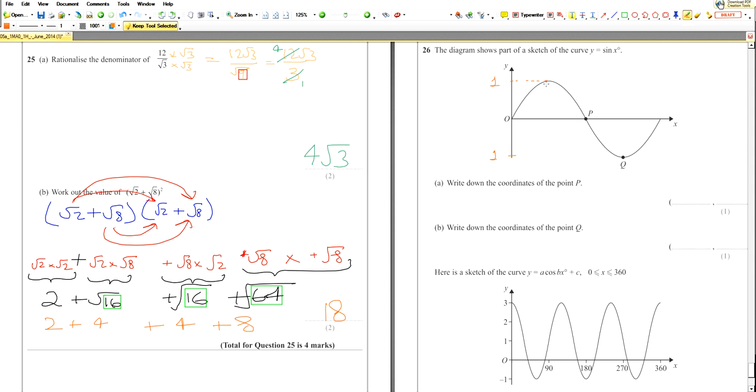Now this is one complete sine cycle. It goes from 0 normally to 360. So that point is there, 360. That's the halfway point, which is 180. So it's asking us to write down the coordinates of point P. Well, point P is simply 180 along the x-axis, and it has a height of 0.